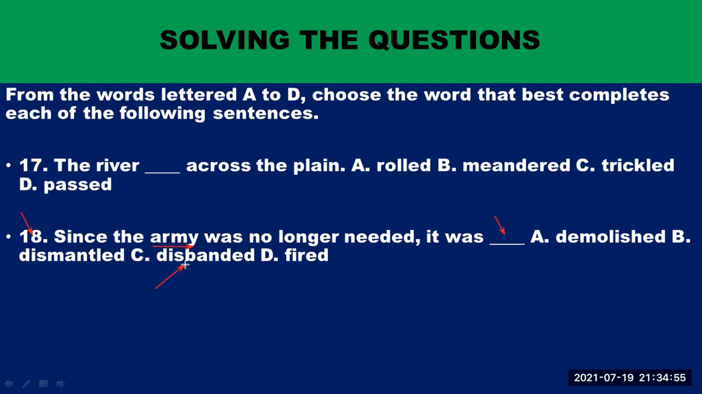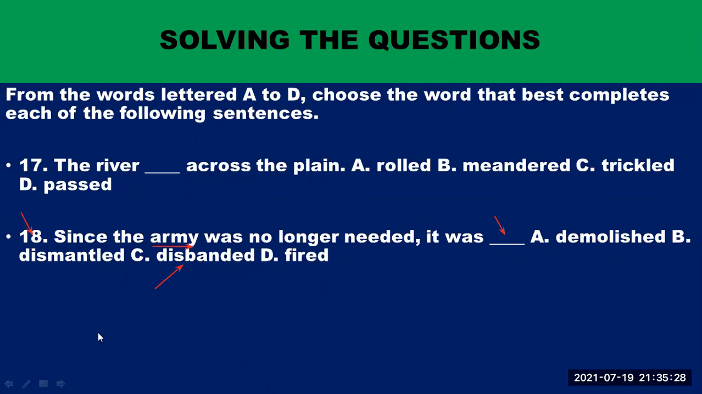You disband an army. Option A, demolish, does not fit in here. You can demolish a structure, but certainly not an army. Option B is dismantle. You can also dismantle a structure, but certainly not an army. Option D is fired. You can fire an employee, but certainly not an army, which is an organized group of people. You disband an army.